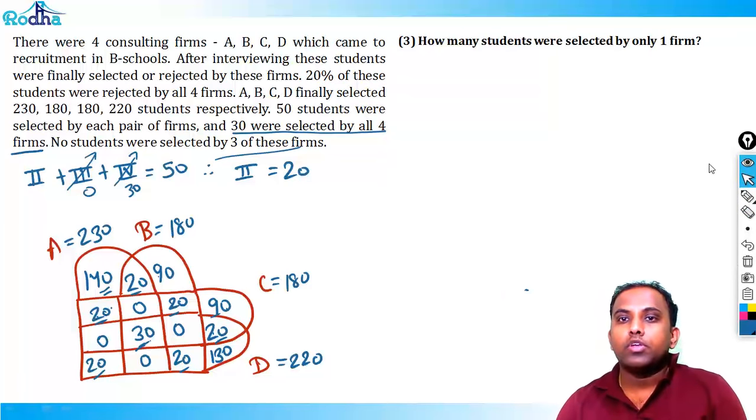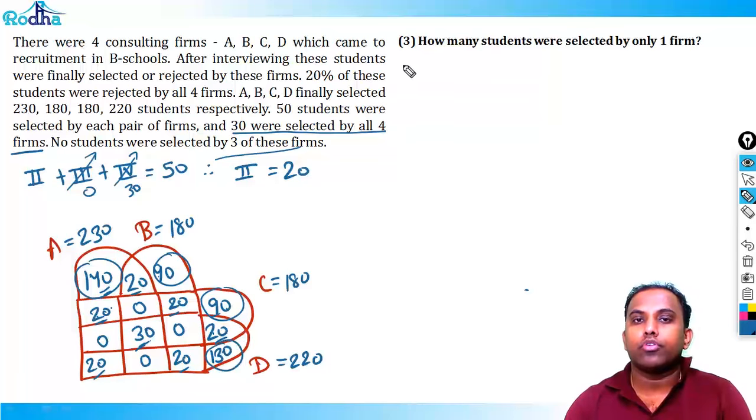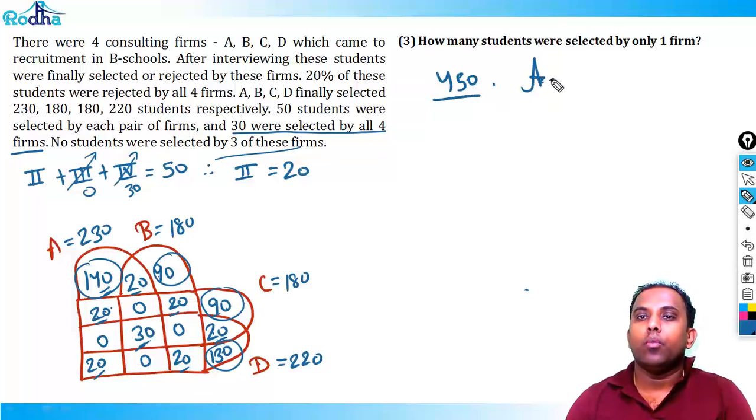How many students were selected by only one form? See, only one form, how many students are there? It is 140 plus 90, 230 plus 90, 320 plus 130, that is 450. So 450 is the answer for this question. 450 students are selected by only one form.